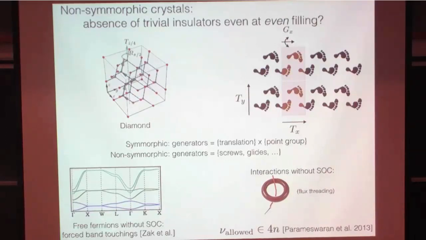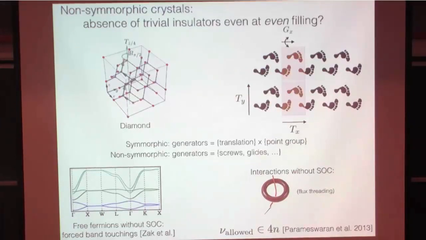That's for free fermions. So I first learned about this problem from Sid Parameswaran, who's now at UC Irvine, and he wanted to generalize the study of Zach to the case where there are interactions but no spin-orbit coupling. And what he was able to show using a flux threading argument is that even in the presence of interactions for these non-symmorphic crystals, the filling had to be a multiple of 4 in order to be short-range entangled.